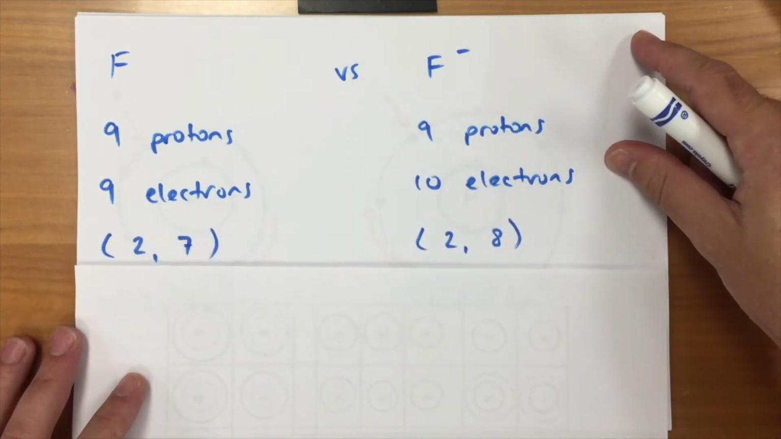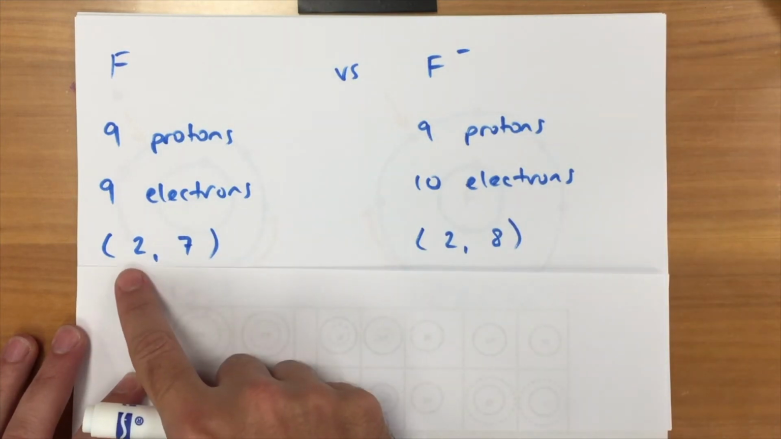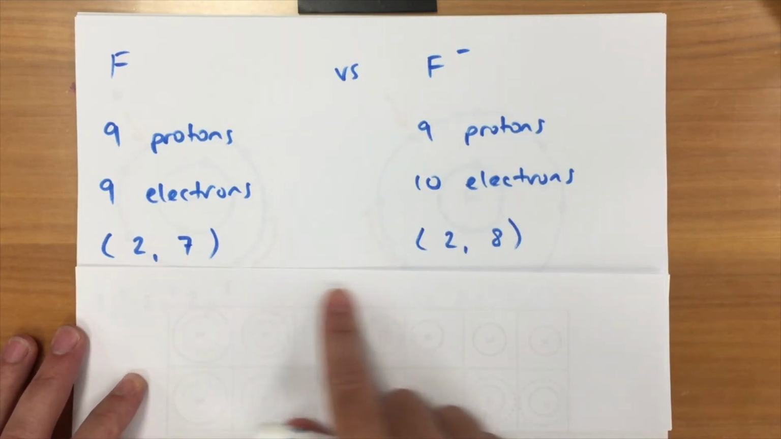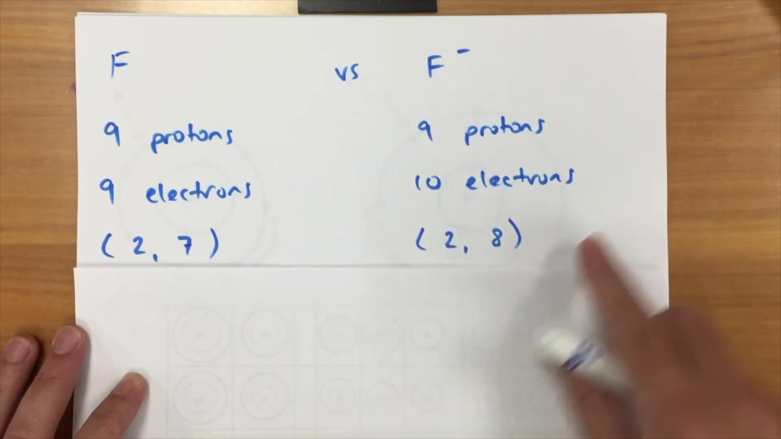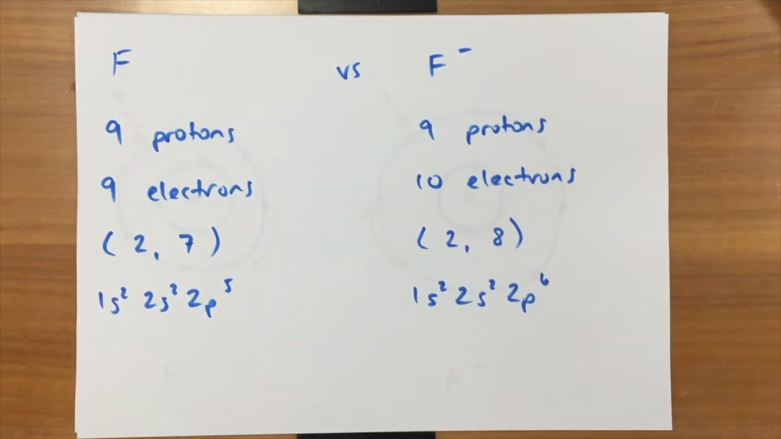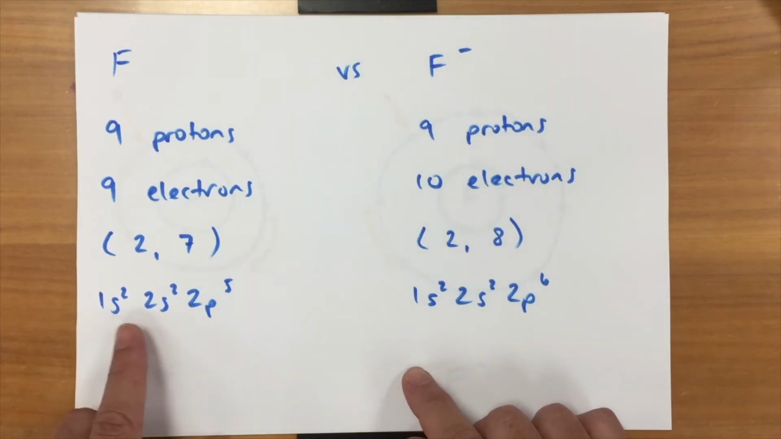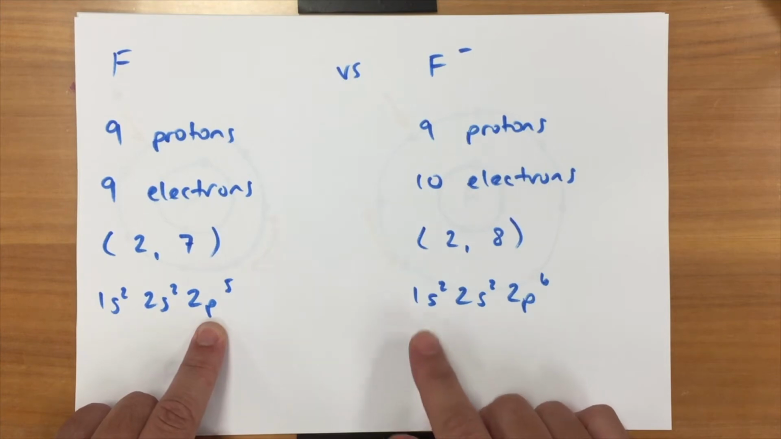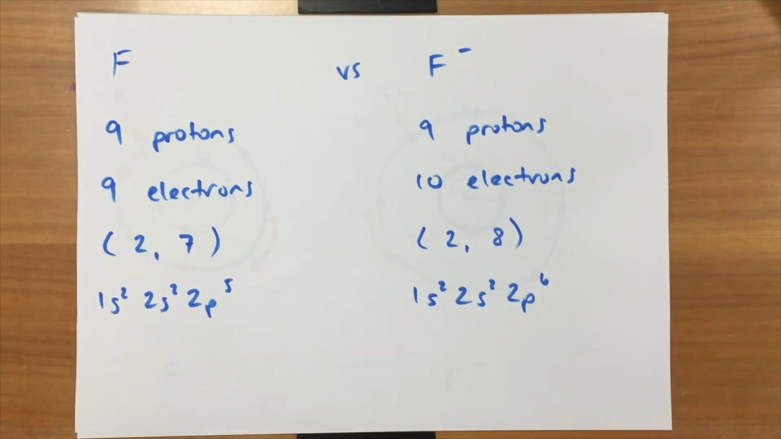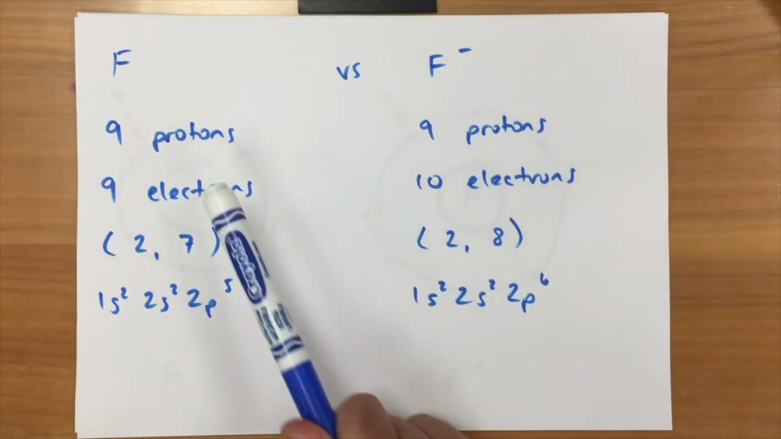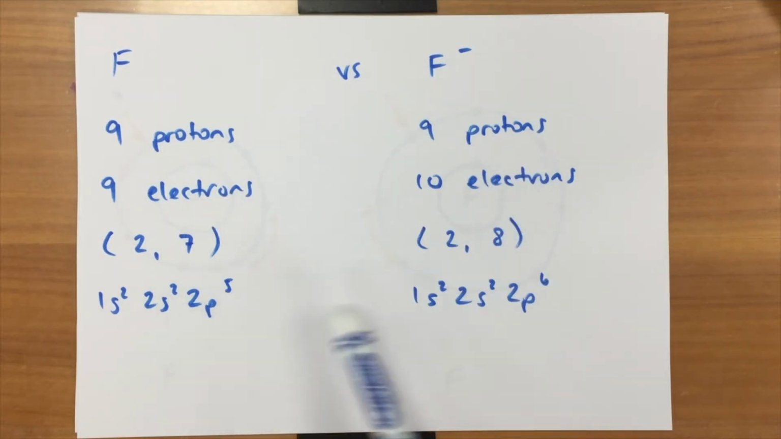What are the configurations? Well, for fluorine, the atom, the old way would be saying it's 2,7. Fluoride, the old way would be saying it's 2,8. It's got that inert gas configuration. And our new way is to look at it with some more detail. To say fluorine is 1s2, 2s2, 2p5. Fluoride is 1s2, 2s2, 2p6. So what's changed? Well, we've gained an extra electron. It's in the same energy level, same subshell even.